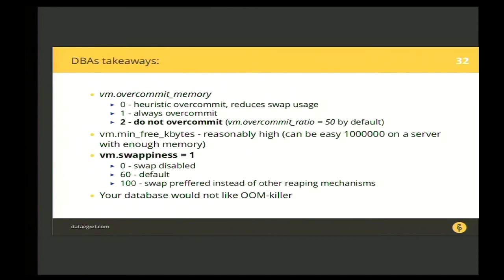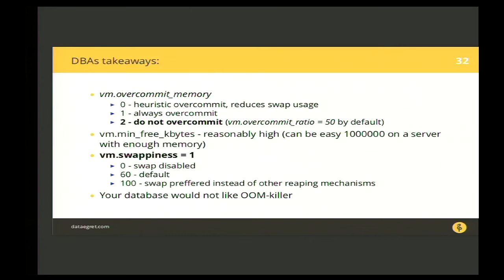Now we need to deal with swap correctly, because as I said, if some part of the memory which isn't used by the database isn't swapped, it's a bad idea. First thing is overcommit memory. You can overcommit always, overcommit based on some dark magic, or do not overcommit at all. This is the best, the safest parameter for your database system.